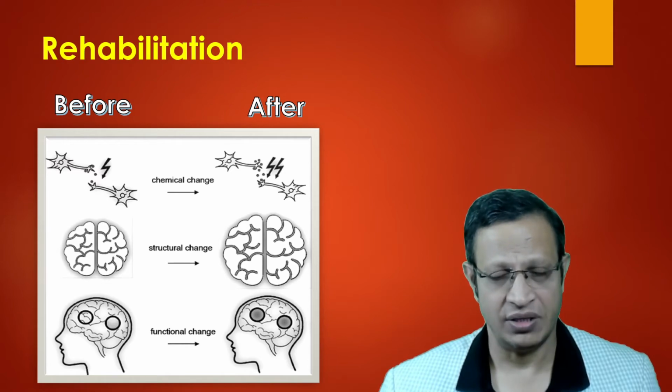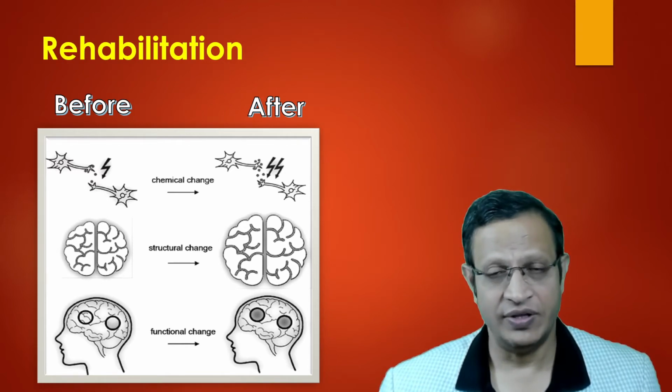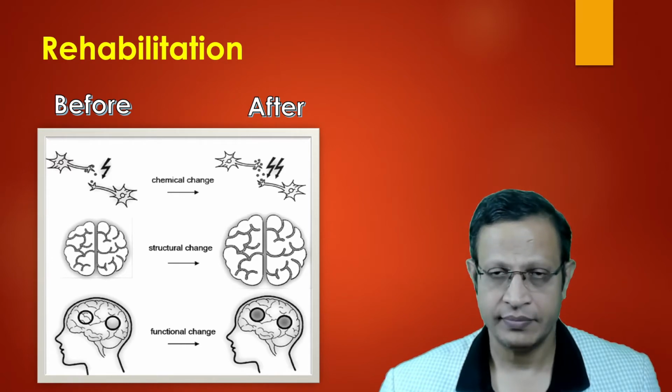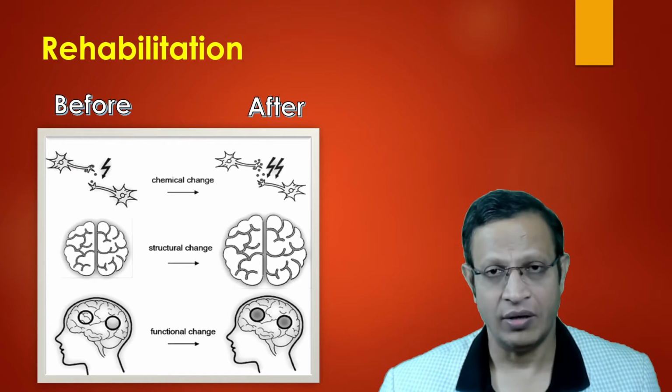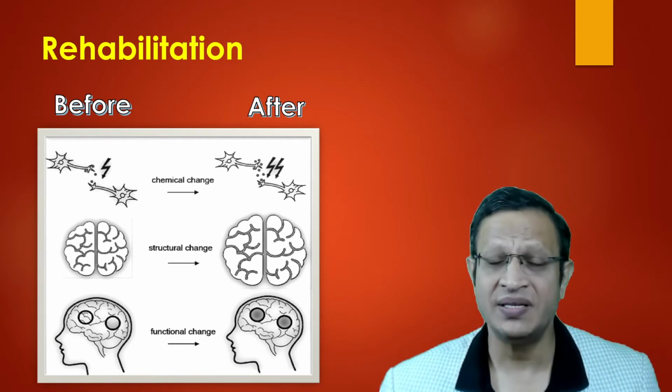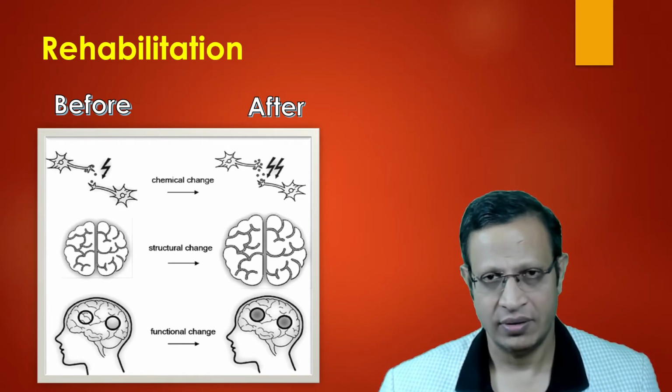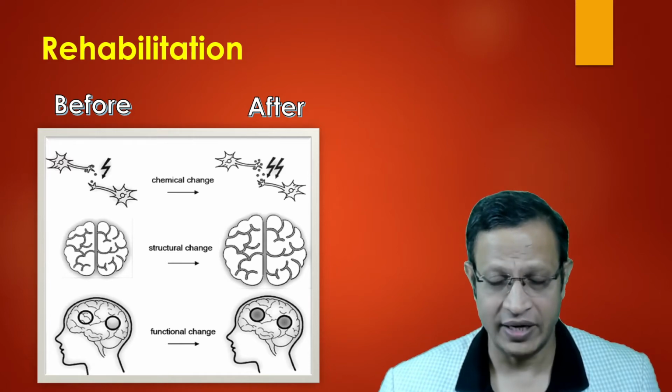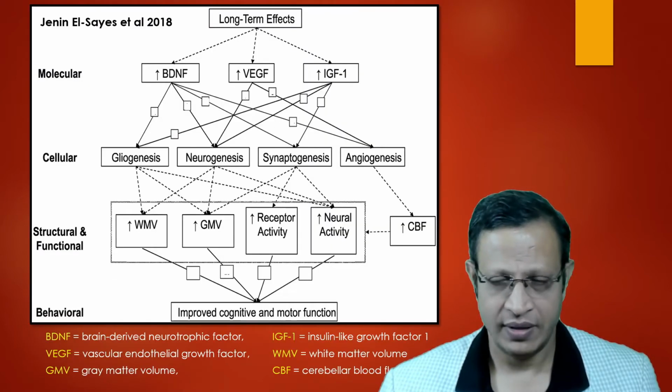Further, the function. If some area of the brain gets damaged, injured, or assaulted, the corresponding part of the brain on the other hemisphere or the neighboring hemisphere will take over that function. That means there is a functional change, or a compensatory mechanism takes over. That is neuronal rehabilitation, my dear friends.